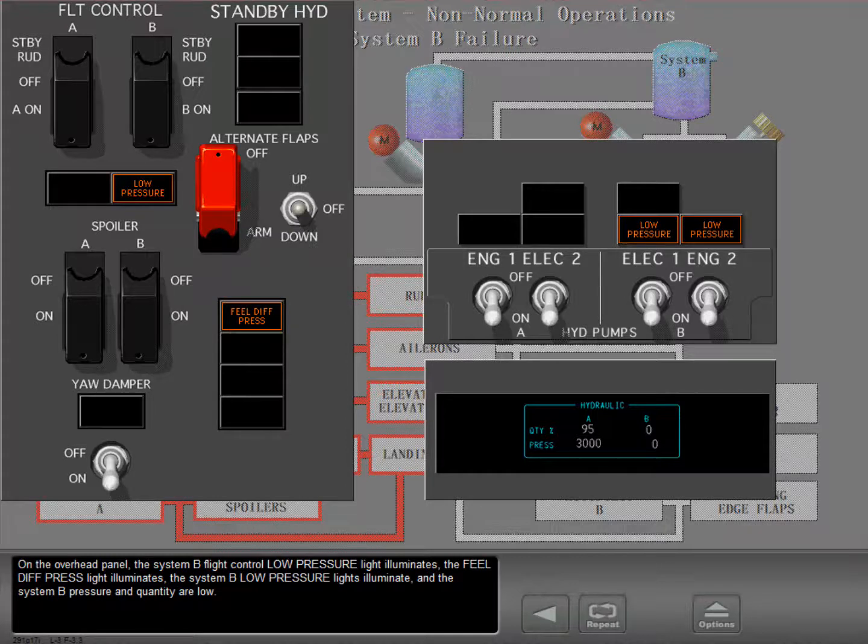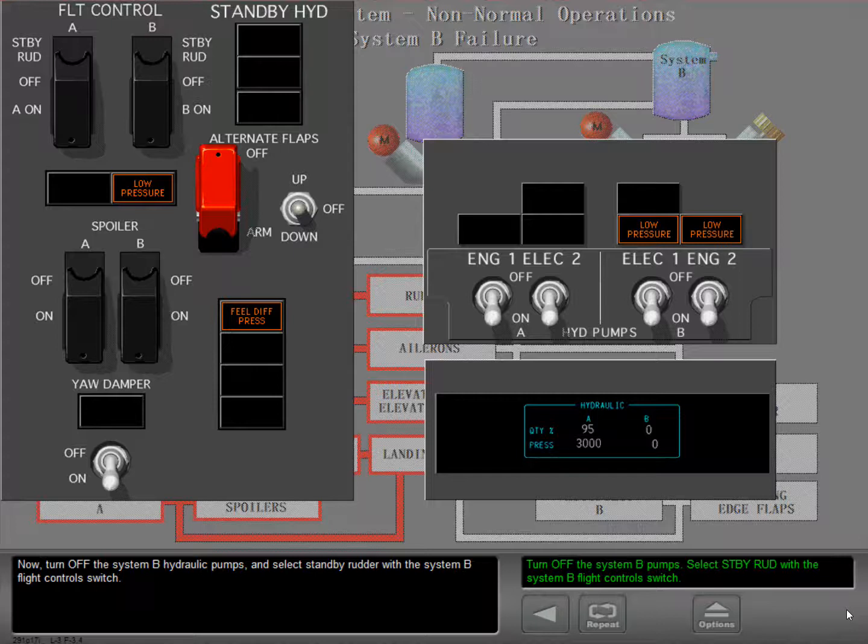On the overhead panel, the System B flight control low pressure light illuminates. The field differential pressure light illuminates. The System B low pressure lights illuminate, and the System B pressure and quantity are low. Now, turn off the System B hydraulic pumps and select Standby Rudder with the System B flight controls switch.